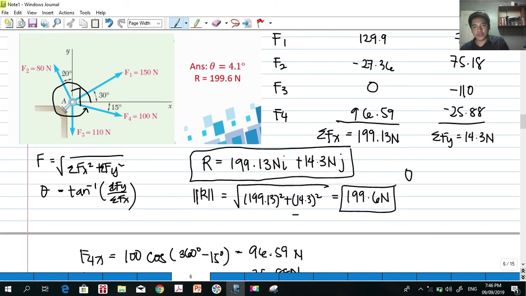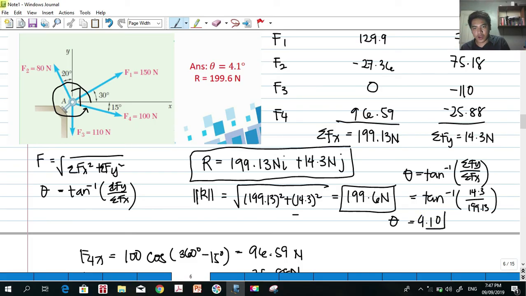The direction is theta equals arctan of the summation of Fy over the summation of Fx. So our result would be arctan of 14.3 over 199.13. Make sure you are in degrees. So our theta would be 4.1 degrees. Again, this theta is always referenced with respect to the positive x-axis. And that's it.